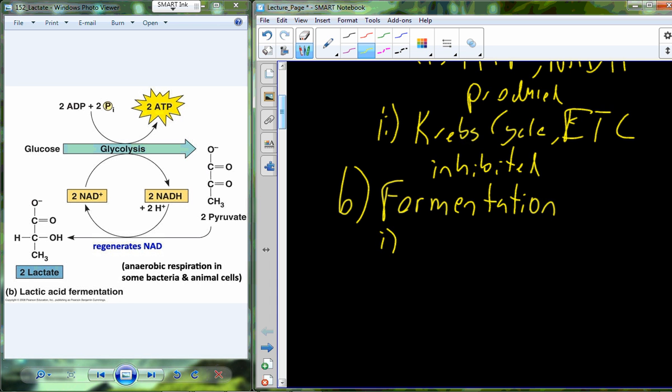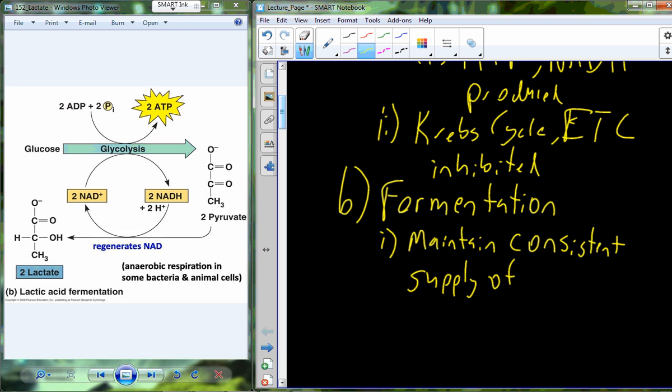So fermentation is going to maintain a consistent, it's often very low and often will be inadequate, but it's going to maintain a consistent supply of ATP because I'm going to be able to maintain the glycolytic path. So glycolysis continues, glucose to pyruvate, generating my net of 2 ATP, generating my NADHs, reducing NAD+. That NAD+ needs to be regenerated in order for the glycolytic pathway to continue.